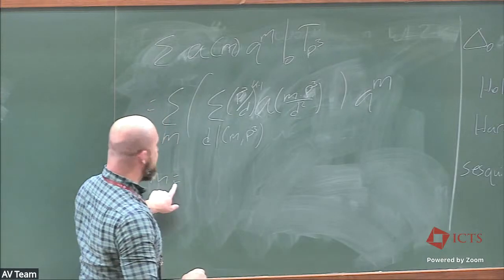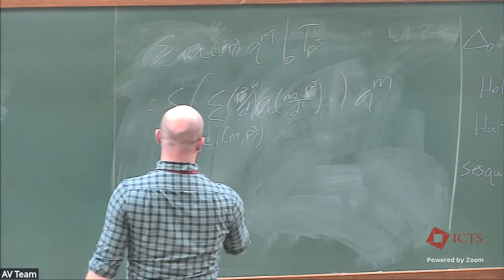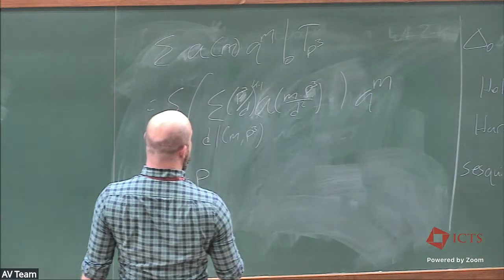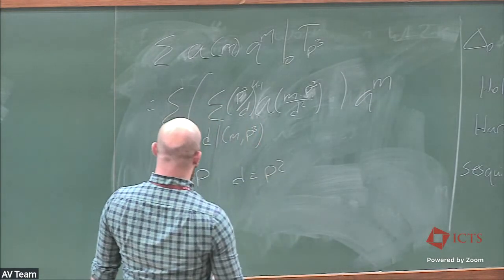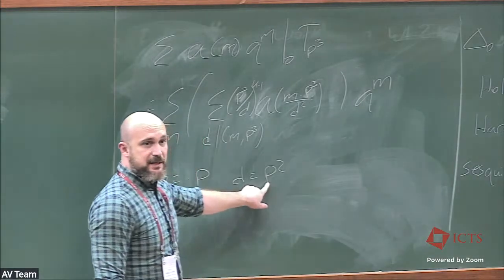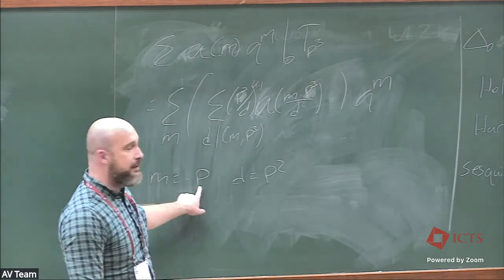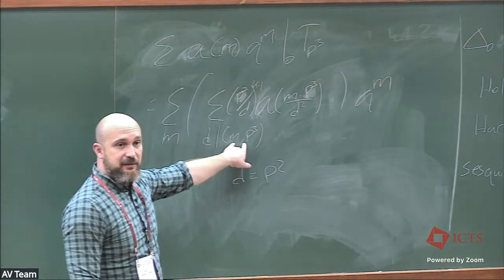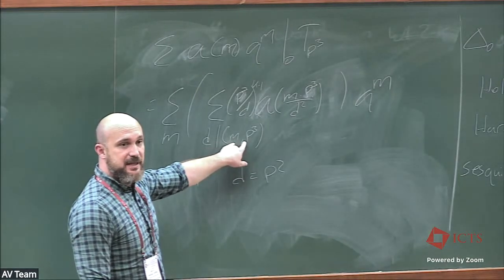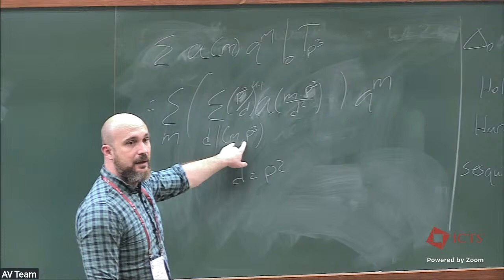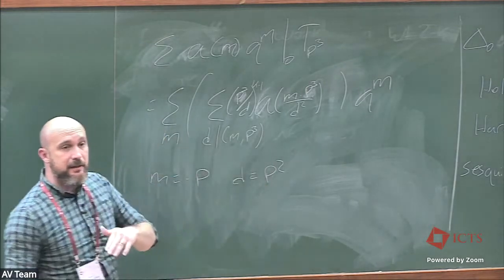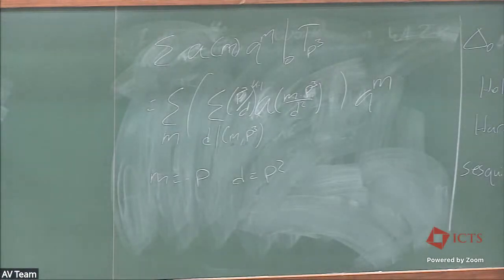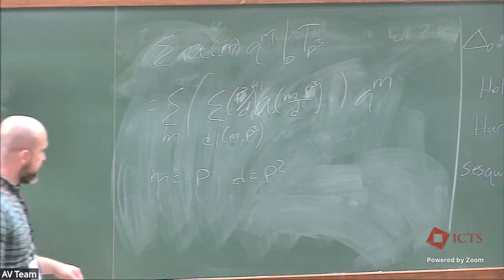When m is equal to minus p, and d is equal to p squared, you can't have d equal to p squared when m is minus p because d divides the GCD of these two, right? So in that particular case, you're only allowed to go up to p. Yeah, okay. Well, that is an interesting thing to look at, okay?